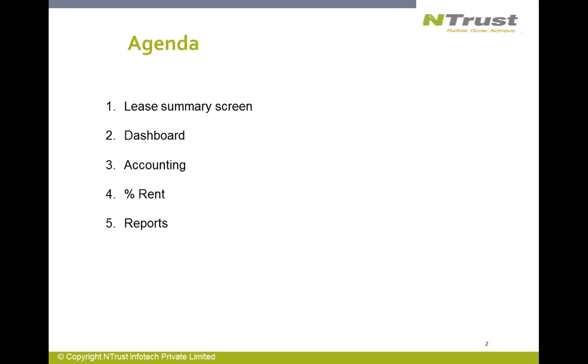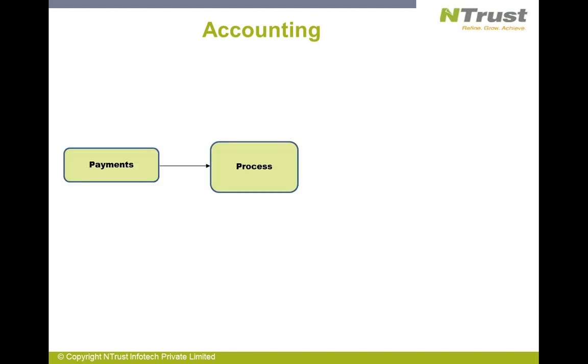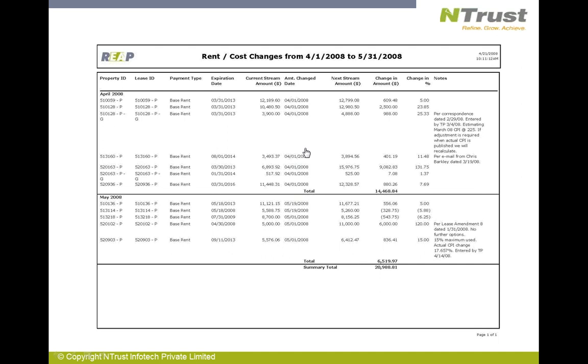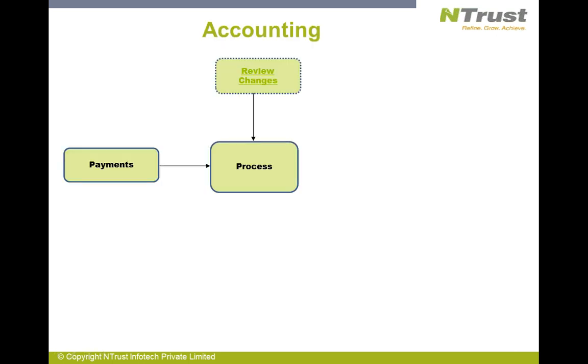In accounting, basically all payments that you've configured for your various leases can be processed in the system. Even before you process any of your payments for a given month, you can review changes that are going to happen for the next month. You can run reports to see your cost increases, for example if you're running the batch for February of 2014. You get to know your current rent, the next rent amount, and what the changes are, so you can quickly verify all the new increases that are coming in.